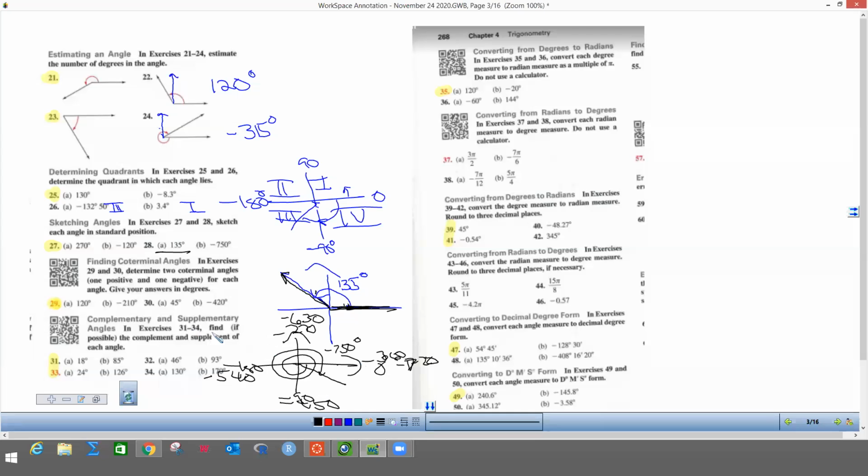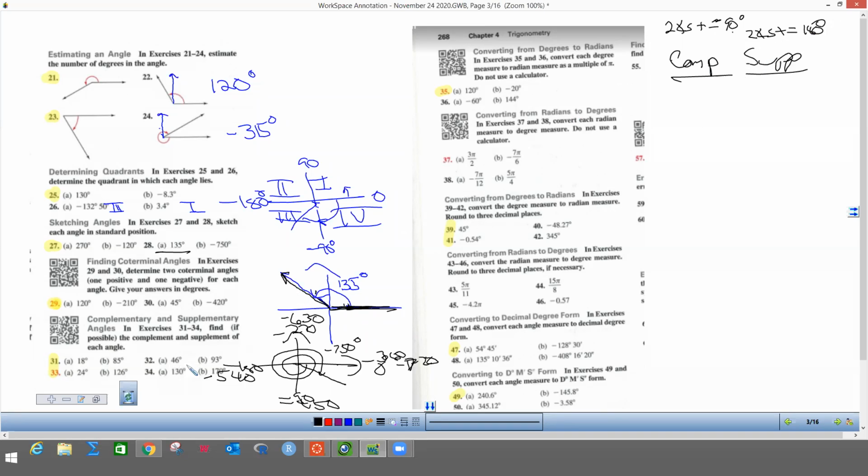All right, and then complementary and supplementary. Some people get these mixed up. So the way I remember them is alphabet. C comes before S in the alphabet. So complementary angles are two angles that add up to equal 90, because 90 comes before 180. Supplementary angles are two angles that add up to equal 180. So C comes before S in the alphabet, just like 90 comes before 180 on the number line.